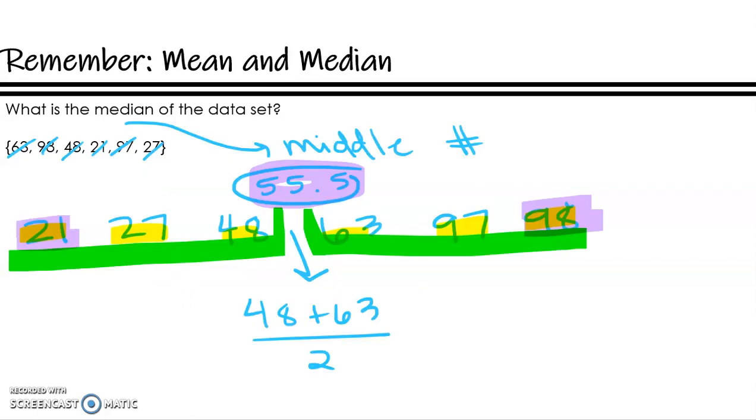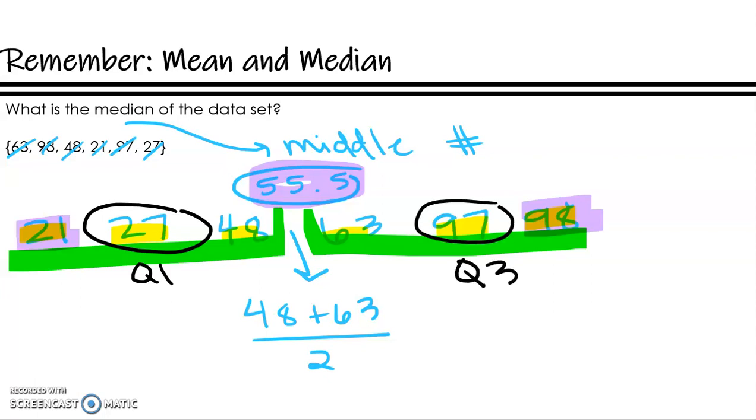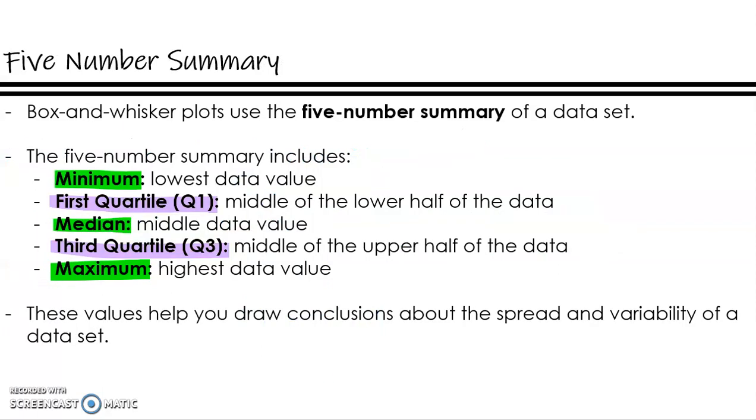Remember we said in the green is your lower half down here, and then the other green area is your upper half. Well, the middle of 21, 27, and 48 is 27. So this is my Q1. And the middle of my upper half is 97, which is my Q3. So I have my median, I have my minimum, I have my maximum, my Q1, and my Q3. And that is my 5-number summary. And you would just write it in a list.